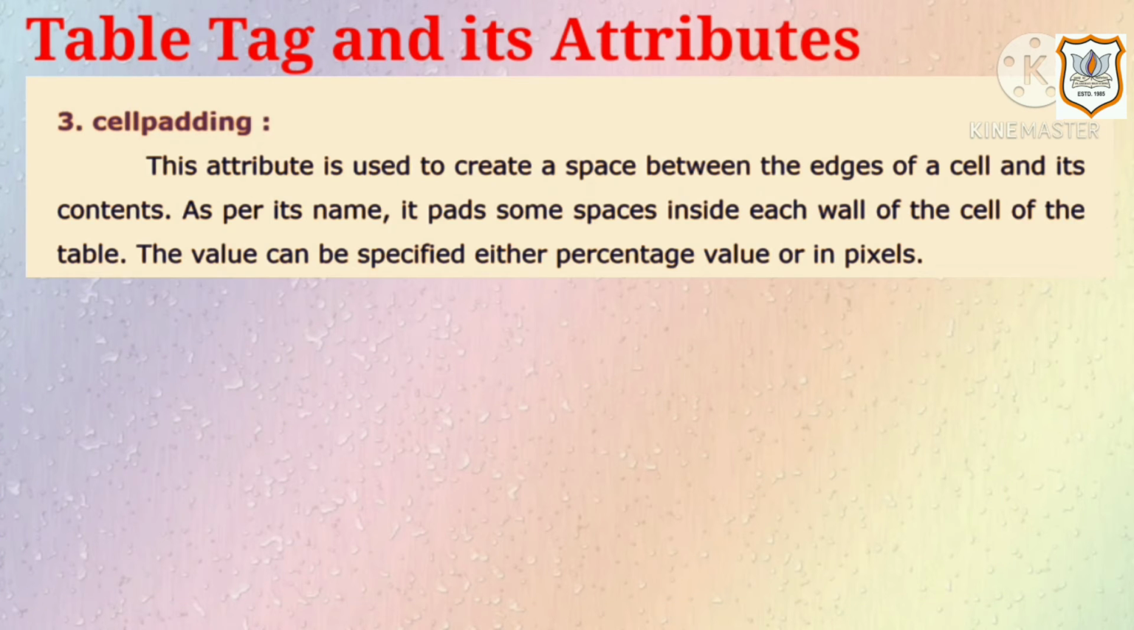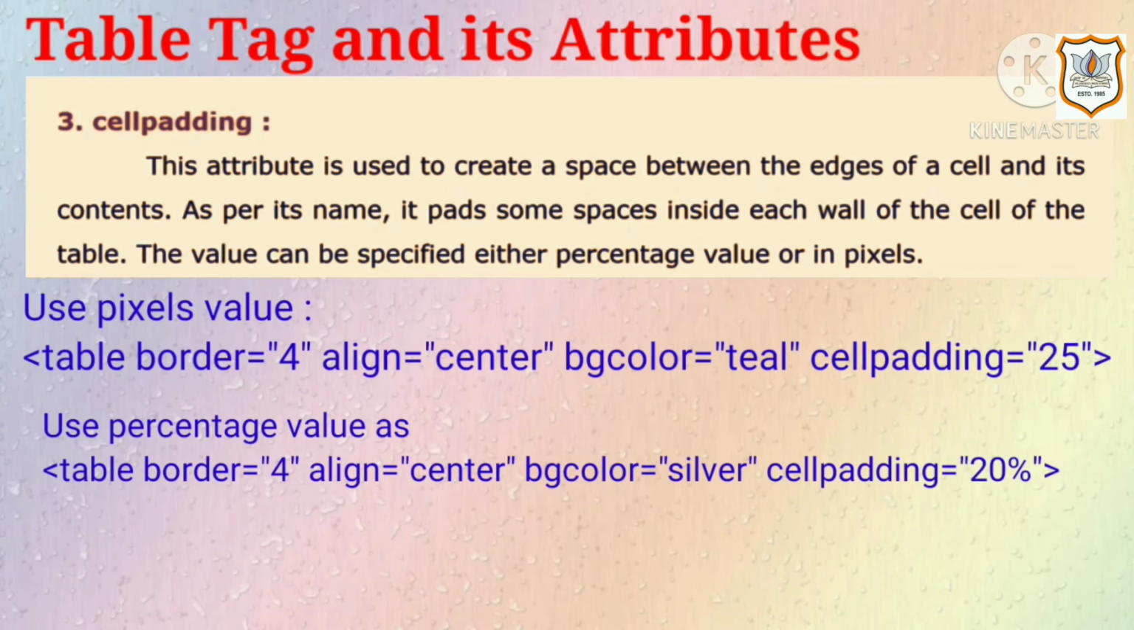Next attribute is cell padding attribute. Cell padding attribute is used to create a space between the edges of a cell and its contents. As per its name, cell padding attribute adds some spaces inside each wall of the cell of the table. The value can be specified either as percentage value or in pixels. The value specified in percentage refers to percentage of the width of each cell of the table.